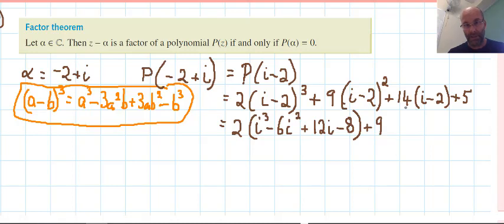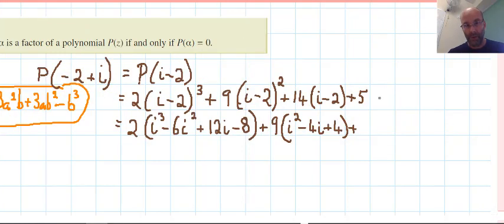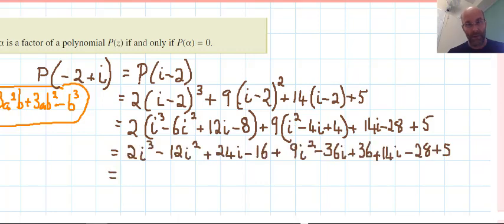Using our perfect squares expansion for the second term there, we have the first squared minus 2 times the first times the second plus the second squared, and then the next term we have 14i, i minus 28 plus 5. So that's fully expanded now on that line.